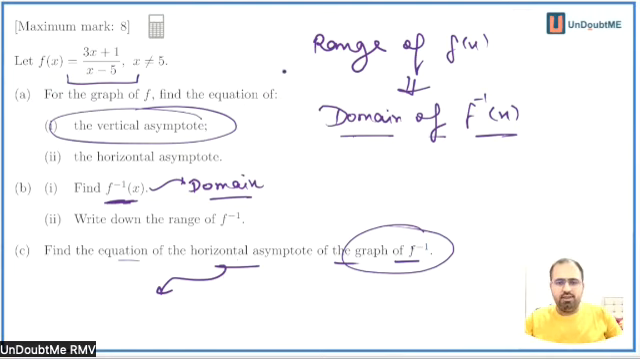The range of f(x) is the domain of f inverse. So if I just do the opposite, the range of f inverse will be the domain of f(x). So the value which is restricted from the domain will be the answer. A horizontal asymptote of f inverse is equal to the vertical asymptote of f(x). We can say that.